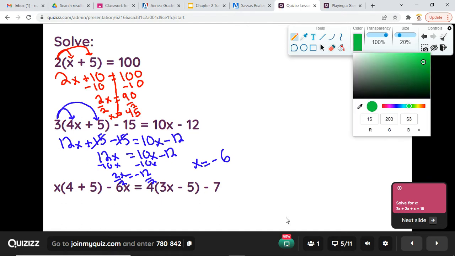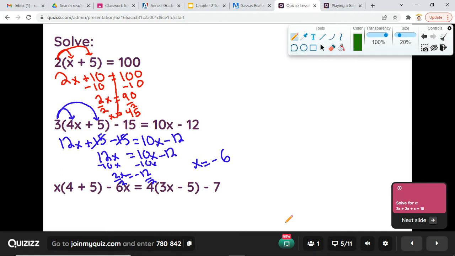Alrighty, this last one here has variables on both sides of our equation, as well as distribution on both sides of our equation, rather. So we got to make sure we do both of those at the same time here. So I'm going to distribute my x to both of these numbers, and I'm going to distribute my 4 to both of these numbers. All right, so x times 4 is 4x. x times 5 is 5x. Then we have minus 6x is equal to 4 times 3x is 12x. 4 times negative 5 is negative 20 minus 7.